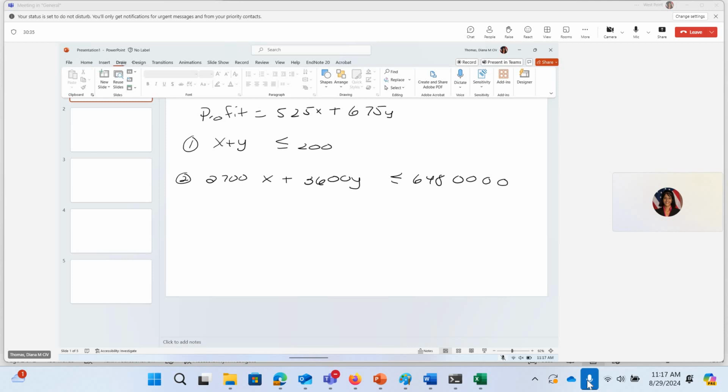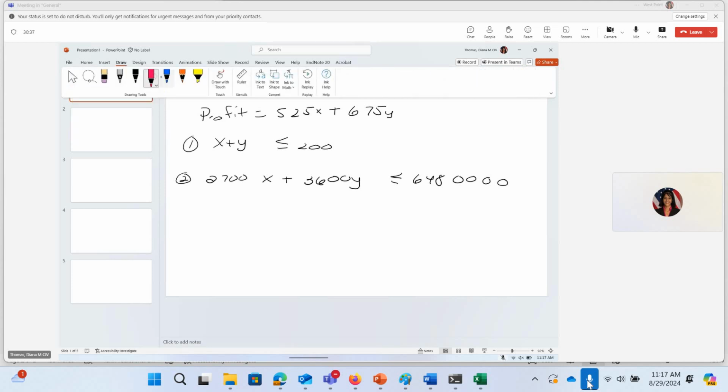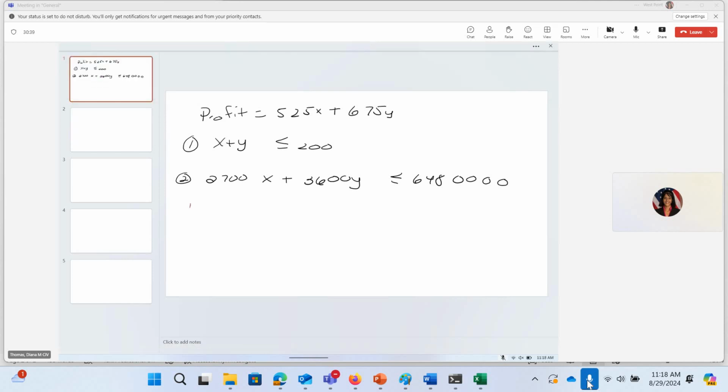So the first equation, number 1, is y is less than or equal to minus x plus 200. So you have to solve them for y. The second one is a little bit more difficult. So you have 3,600y is less than or equal to minus 2,700x plus this huge number, which I'm not going to try to say anymore. And then you solve for y.